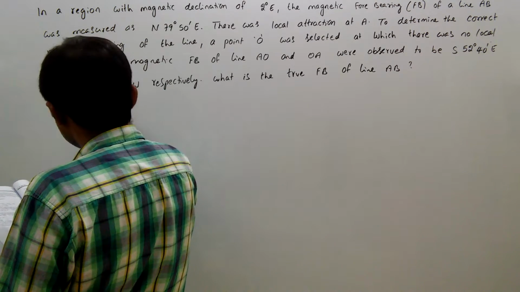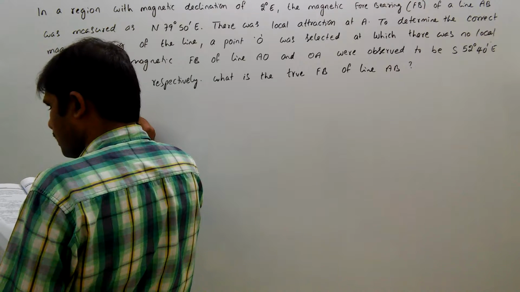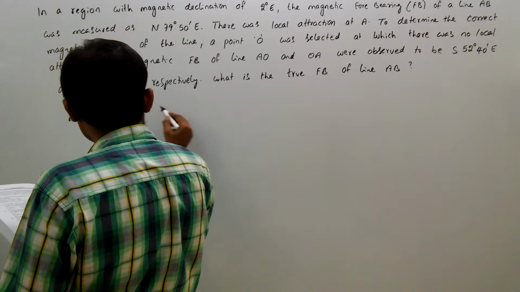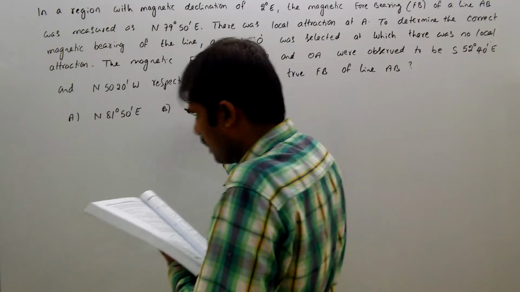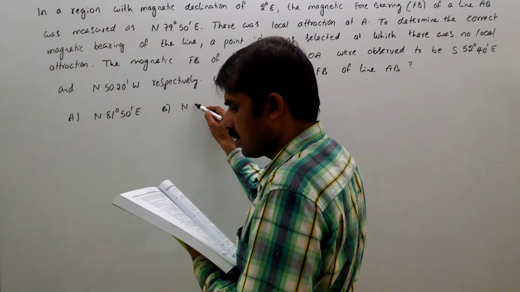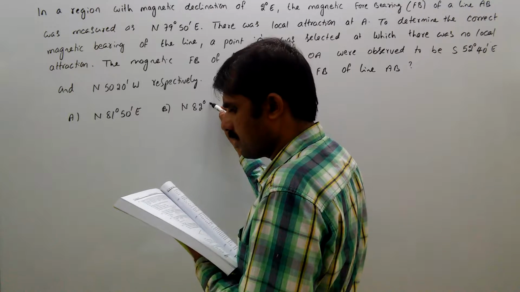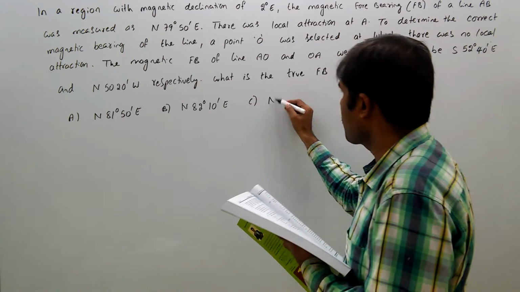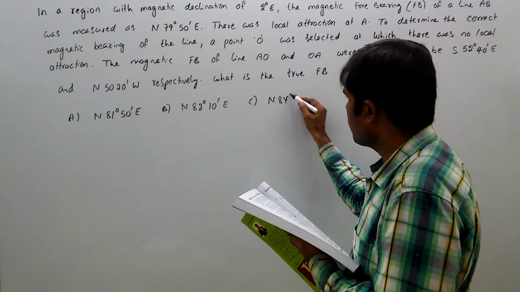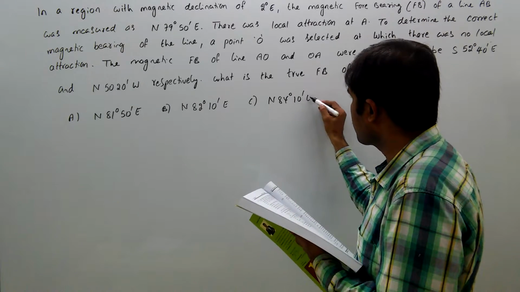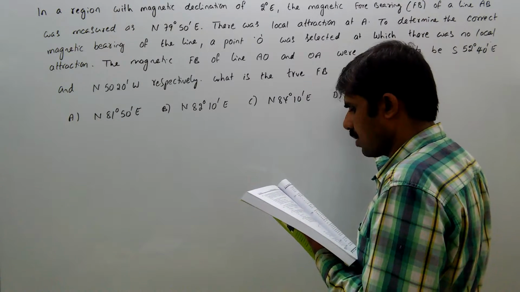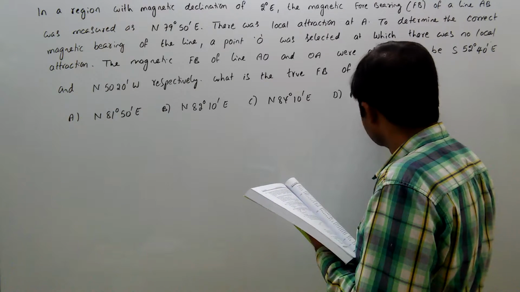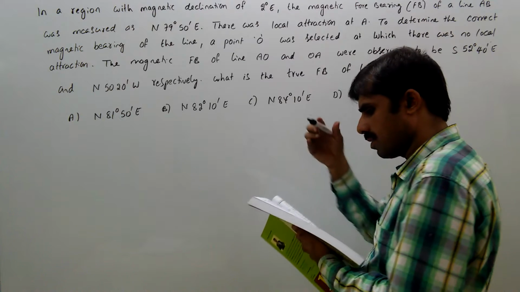Options: A, north 81 degrees 50 minutes east. Option B: north 82 degrees 10 minutes east. Option C: north 84 degrees 10 minutes east. Option D: north 77 degrees 50 minutes east.